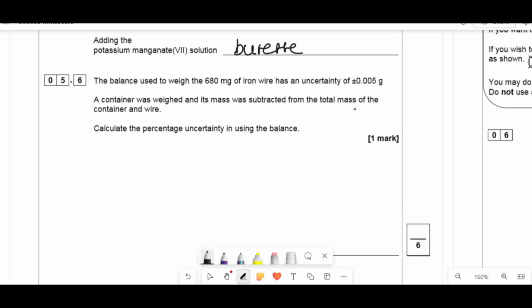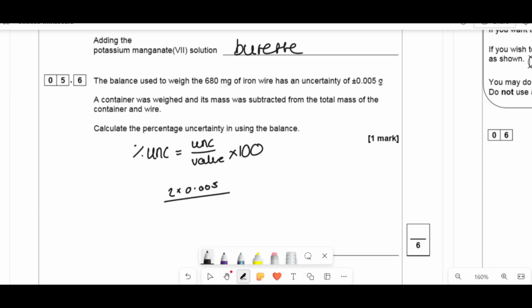So now it says the balance used to weigh this iron has an uncertainty of plus or minus 0.005. This is weighed and its mass is subtracted from the total mass of the container and the wire. Calculate the percentage uncertainty using the balance. So your percentage uncertainty is going to be your uncertainty over the value that you got times 100, right? Now they've told you here that this balance has an uncertainty of plus or minus 0.005. We weighed it and its mass is subtracted from the total mass. So we've done 2 readings. So the uncertainty here is going to be 2 times 0.005.